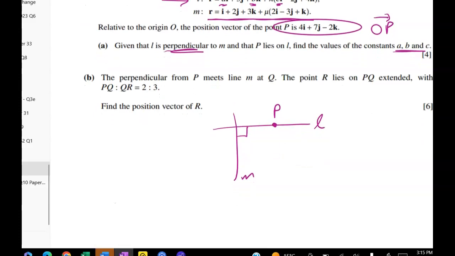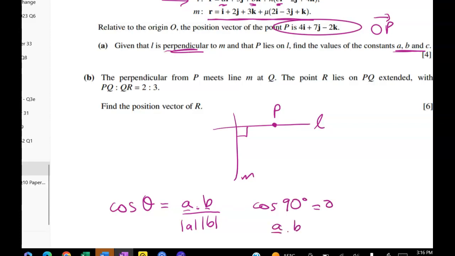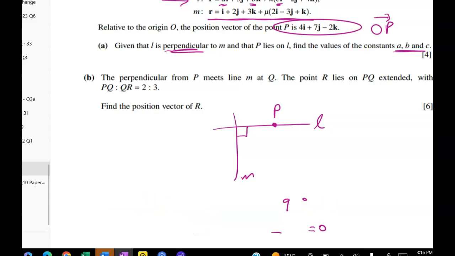So the thing that you're almost certainly going to use in the vector questions in A level is this result here, that the cosine of the angle between two vectors is given by this. And when that angle is 90 degrees, because cos of 90 degrees is 0, this collapses to being the simple result that the scalar product or dot product is equal to 0. So we often don't need to worry about the magnitudes. Okay, so let's get rid of all of that now.